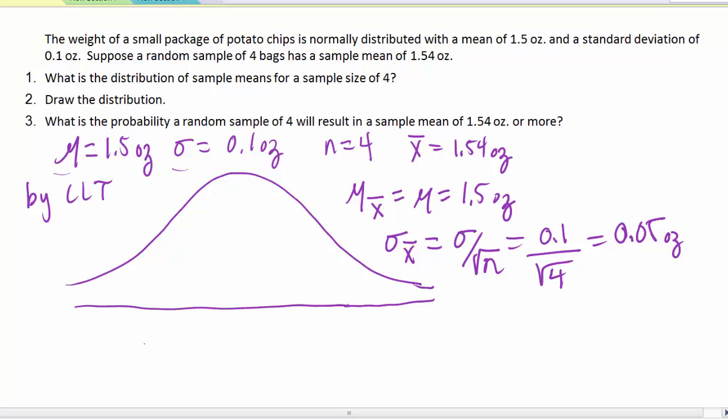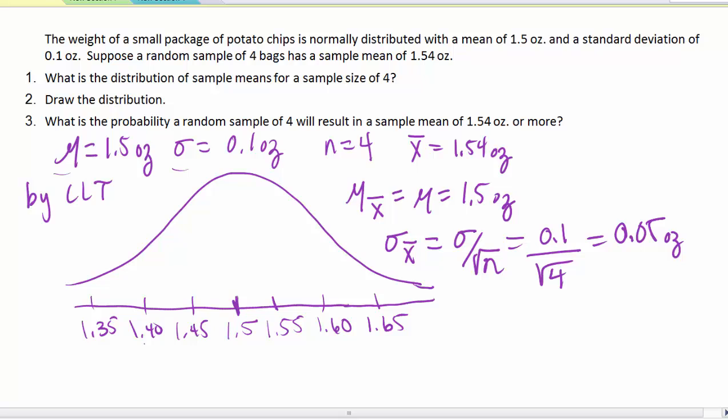So if we draw the distribution, then we have a mean of 1.5, a standard deviation of 0.05, which means that one standard deviation up will be 1.55, 2 standard deviations up will be 1.6, 3 will be 1.65. Draw our deviations down from the mean, we'll get 1.45, 1.40, and lastly 1.35.